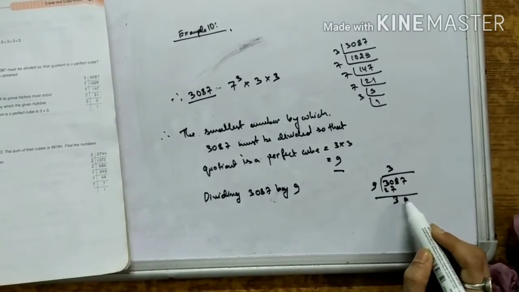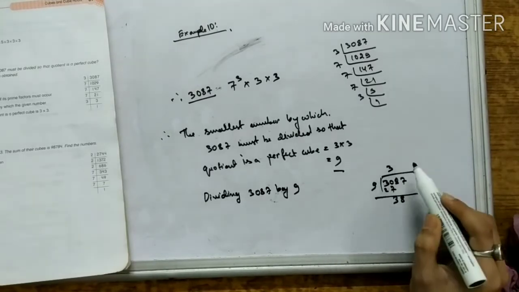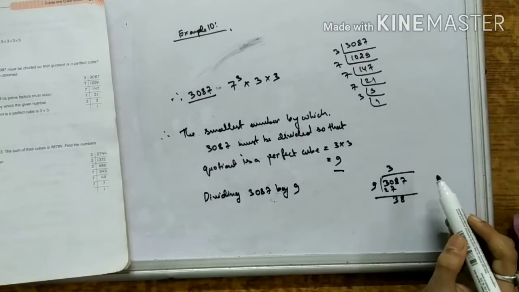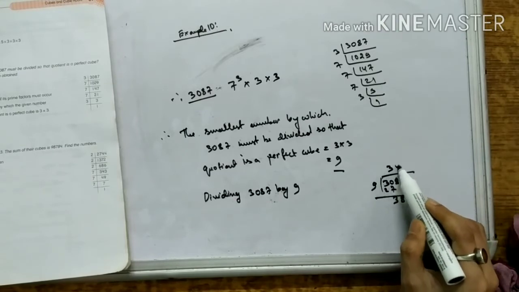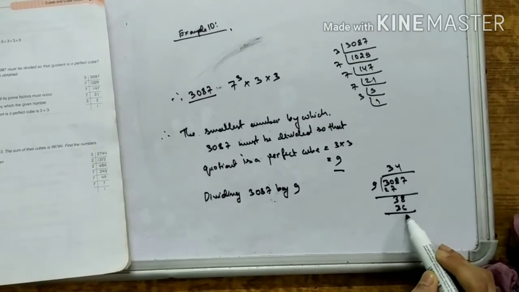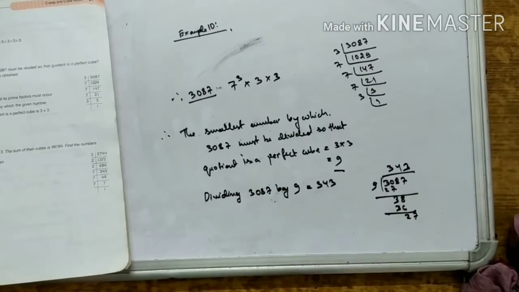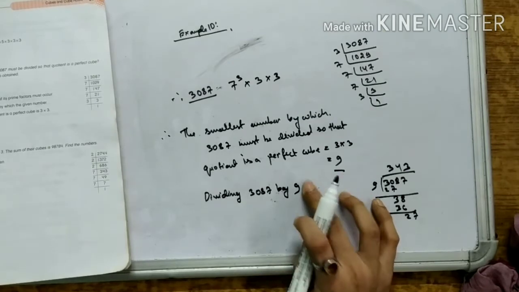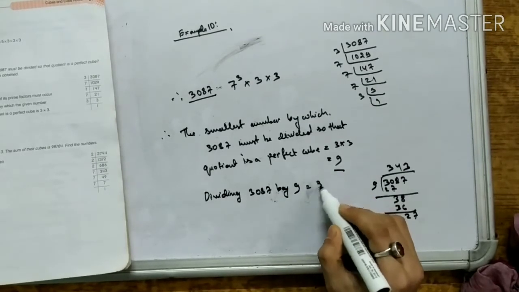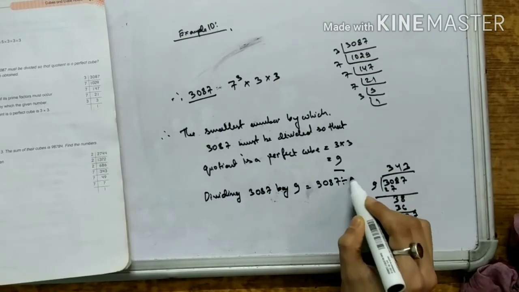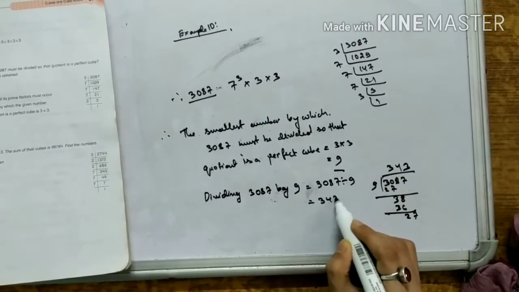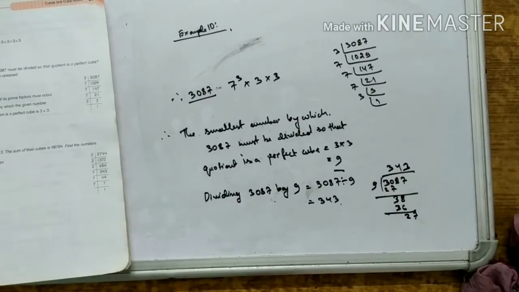So 3087 by 9, 27 I will get. This is 3, 8. This one I will get again 3, 9 4s are 36, 2 7 3s. So this gives me 343. Understand? Dividing this by this, 3087 divided by 9 equals 343.